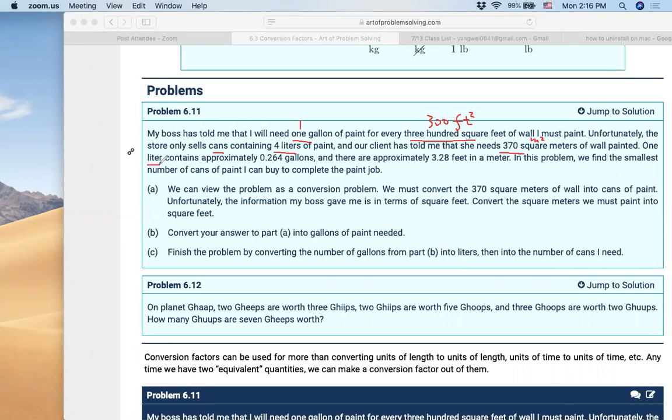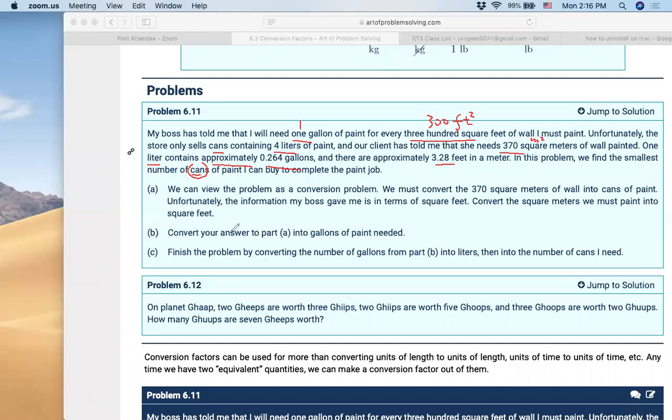1 liter contains approximately 0.264 gallons, and there are approximately 3.28 feet in a meter. In this problem, we'll find the smallest number of cans of paint I can buy to complete the paint job. Okay? See, this problem is a little bit complicated. You need to read this problem carefully. Now, they ask you to find the number of cans.